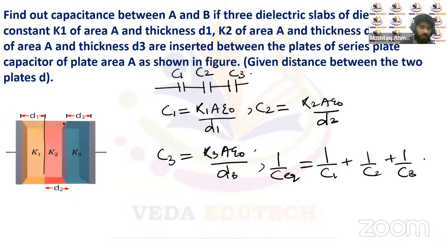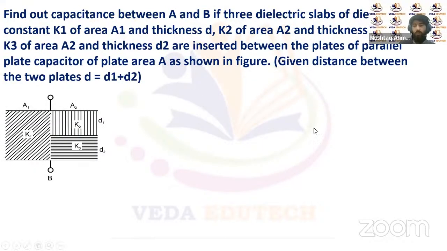We're just dividing it in this fashion, keeping the plate area constant for all the capacitors. Then all the capacitors will be in series. Now let's move on to the next question.